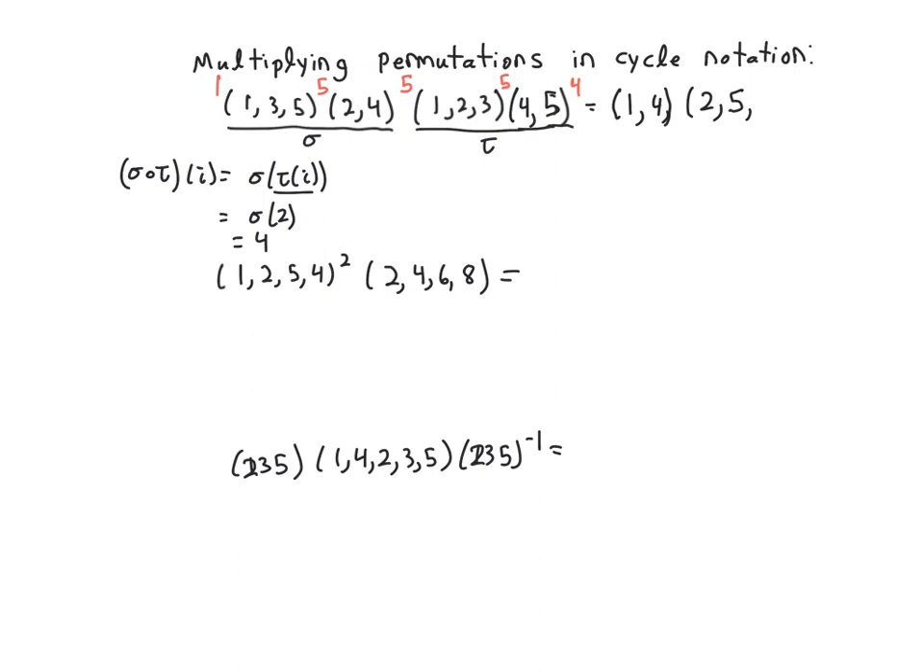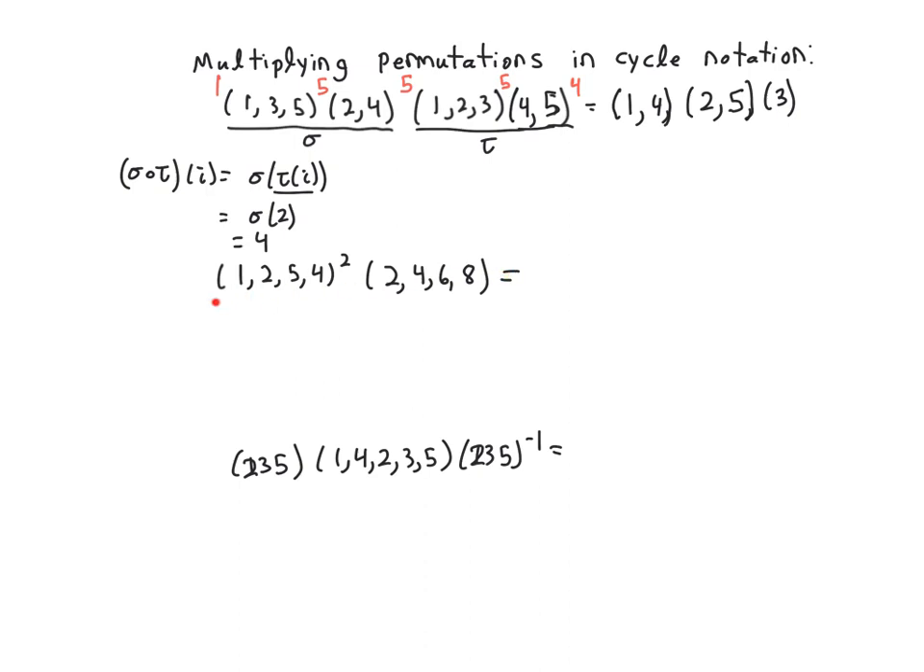My favorite number is 5. 5 appears in this cycle and is sent to 4. So my new favorite number is now 4. And then we see 4 is sent to 2. And so 5 is sent to 2 overall. And now logic dictates that 3 must be a fixed point. But you can check that. 3 is left alone. Then 3 gets sent to 1. Then 1 gets sent back to 3. So this is the product of these two permutations in cycle notation.